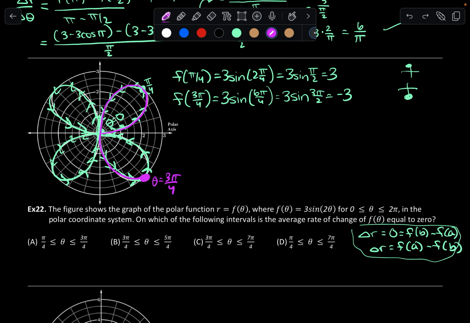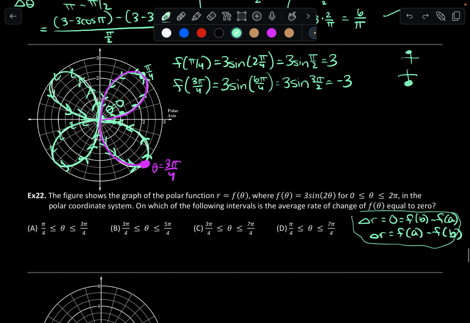All right, so let's take a look at this. If we know that the average rate of change will be delta R is equal to f of b minus f of a. So we can call this f of a, we can call this f of b, but we want to find the change in these, so we will take the difference of the two. So for a, delta R, f of pi over 4 is 3, and then we will subtract f of 3 pi over 4, which is negative 3, but I get positive 6. Therefore, the answer is not A, because that's not 0.